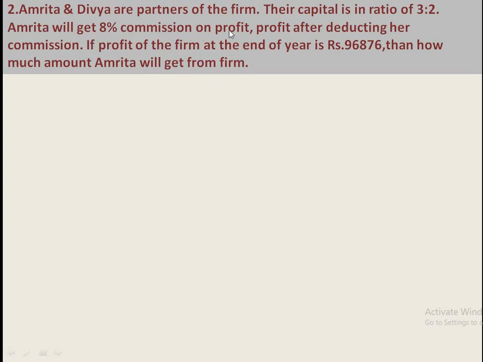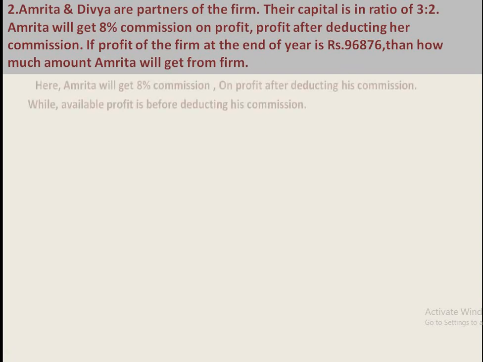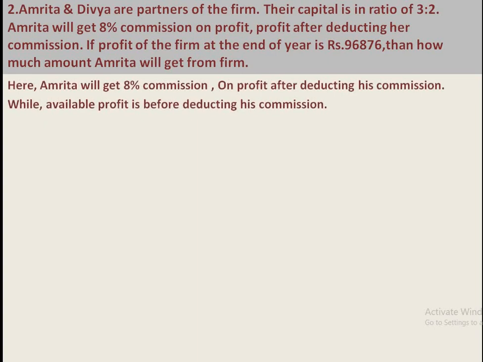Amrita will get 8% commission on profit. But which profit, that is important. If nothing is clarified, then simple: before deducting commission, directly 8%. But it is clarified here. Amrita will get 8% commission on profit, which profit? After deducting her commission. So again, same and same. The profit of the firm at the end of the year is 96,876. You need to find how much Amrita will get from the firm. Very same. Amrita will get 8% commission, but on profit after deducting her commission, while the available profit amount is before deducting her commission.